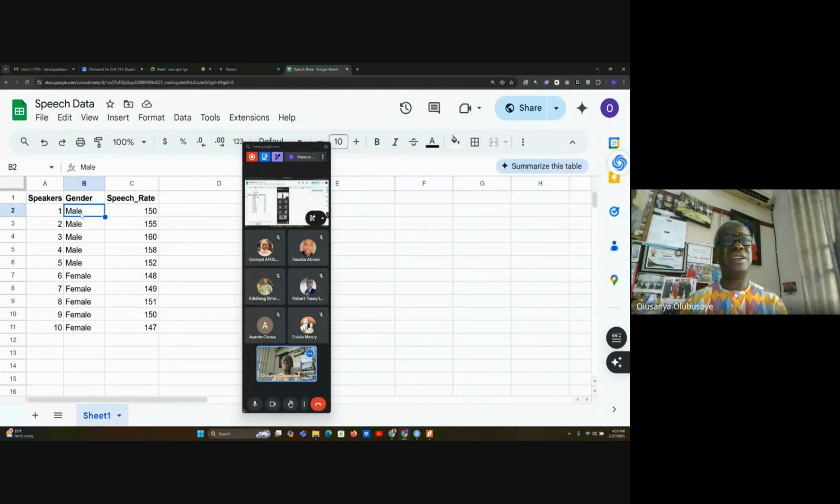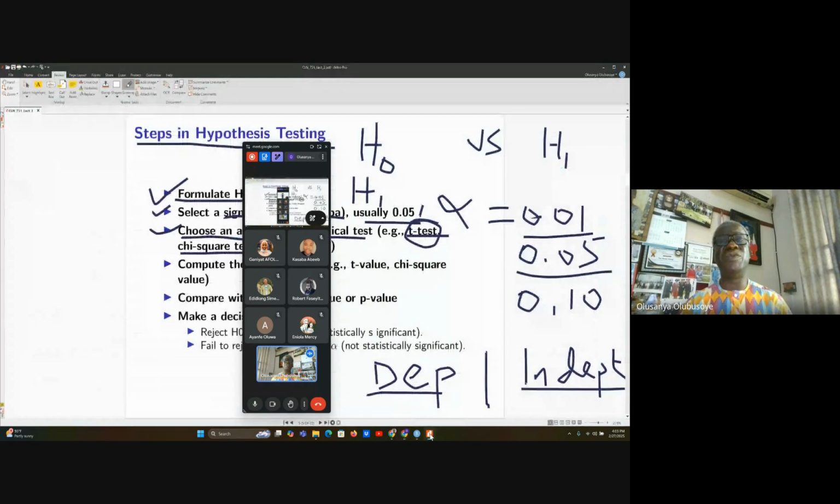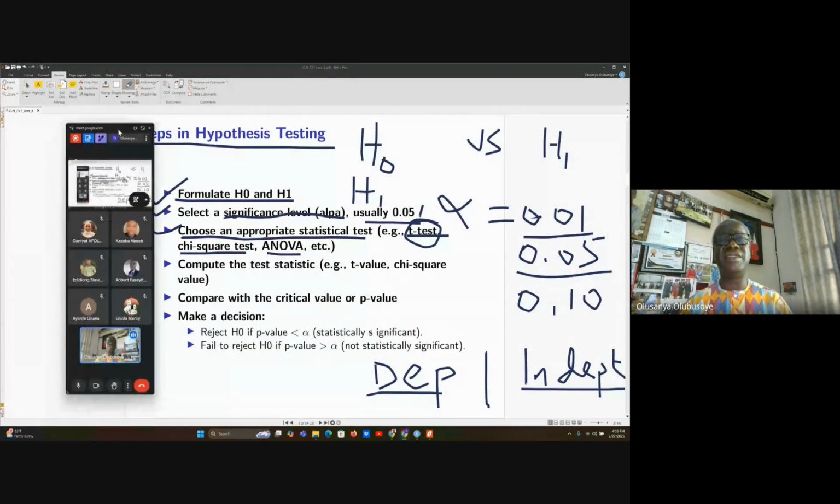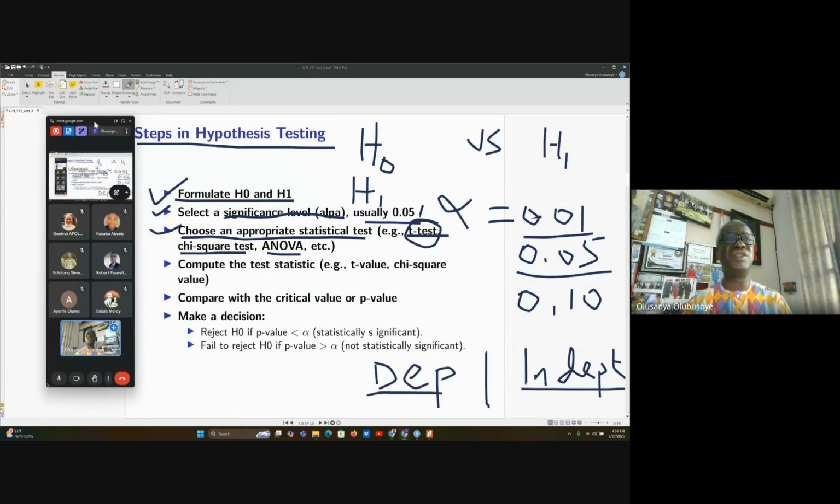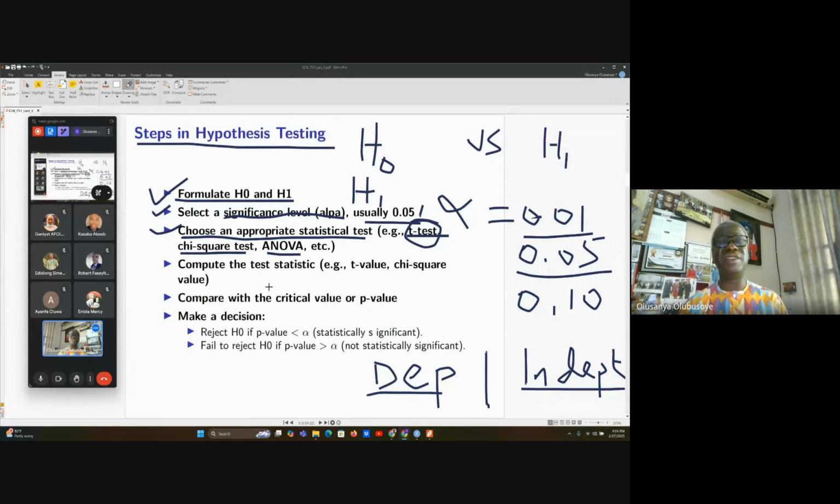Then we will have 3 levels here. In that case, we won't be able to use t-test. That's when we will use the analysis of variance test. So we will still discuss some of this in subsequent lectures.